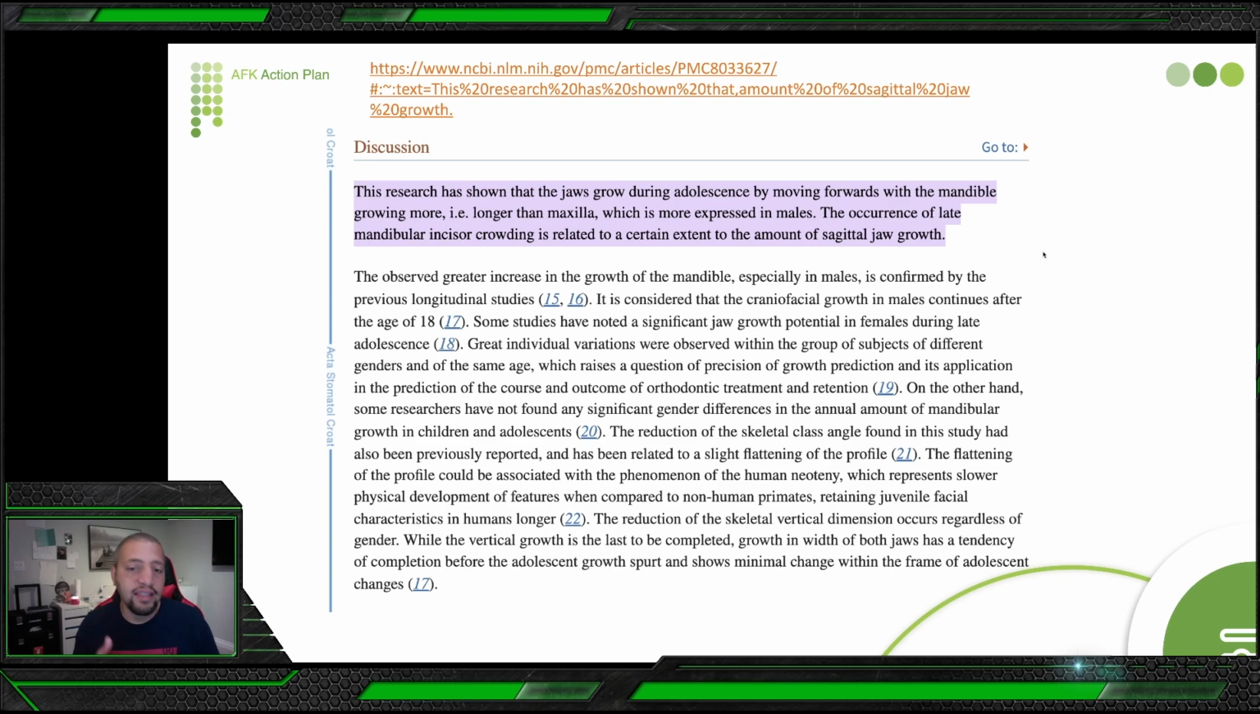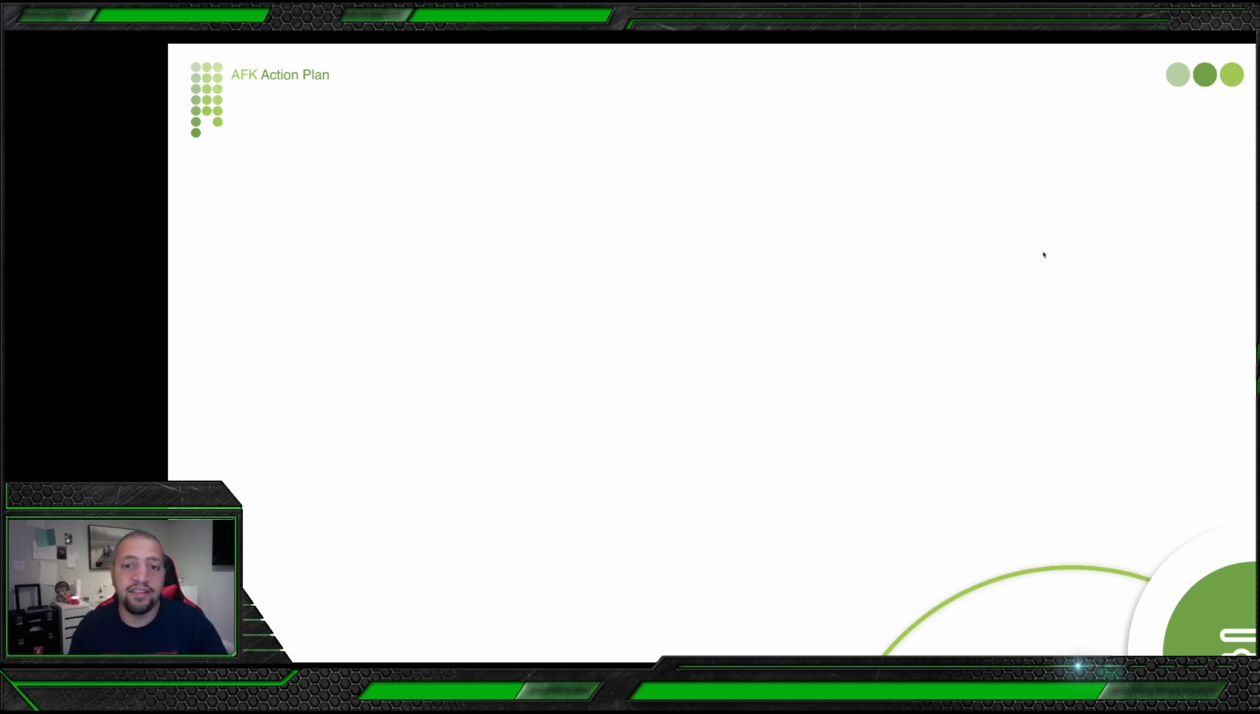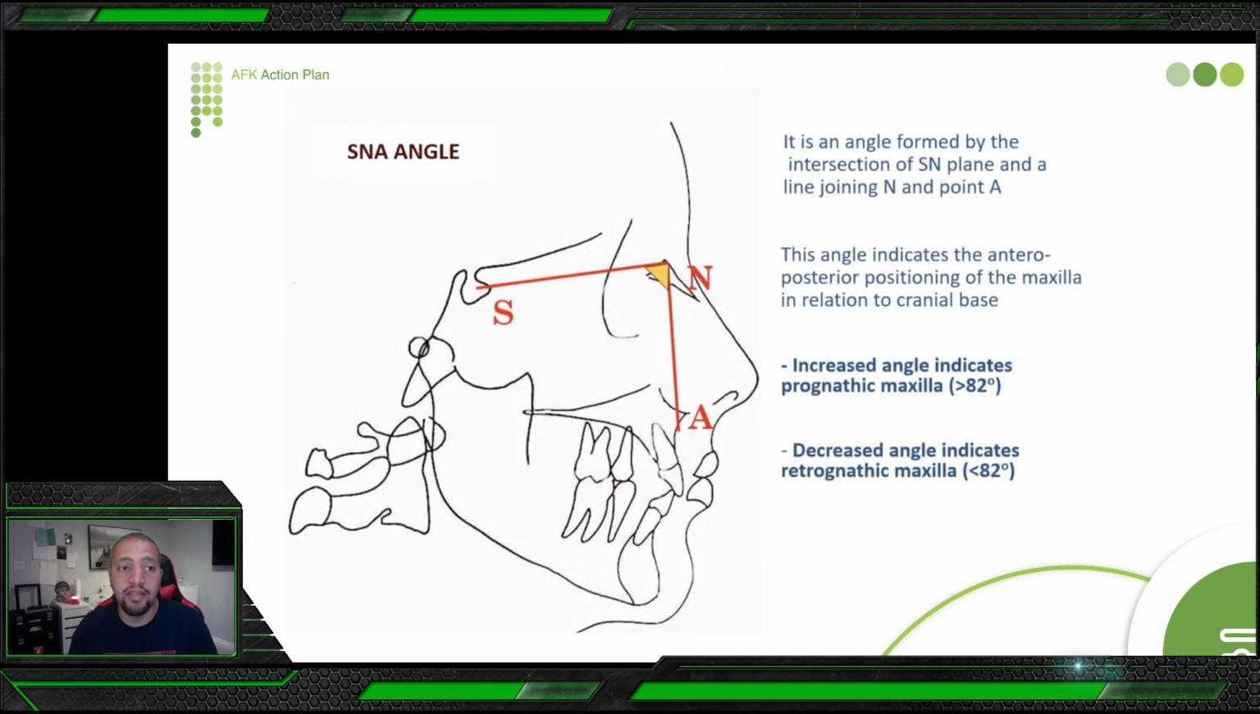But they found the mandible has a late growth spurt, starting at the end of the late mixed dentition with the eruption of the lower permanent second molar. So they found the mandible is growing more than the maxilla, and growing later than the maxilla. That's why we can conclude the SNB will increase in adolescence.